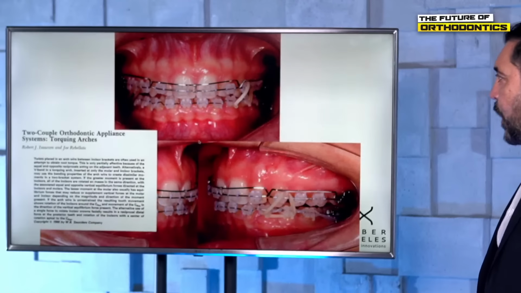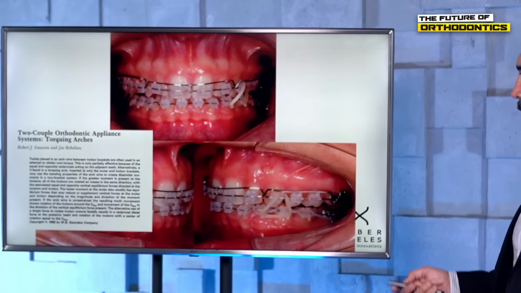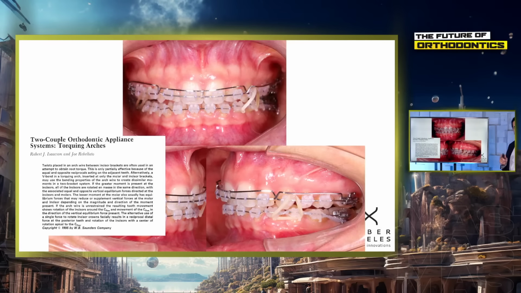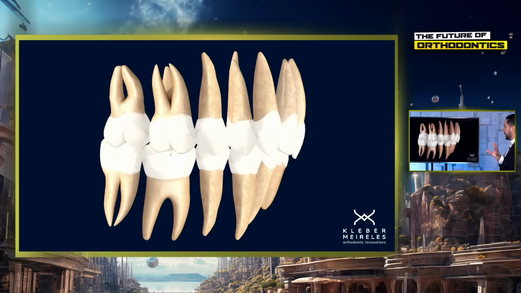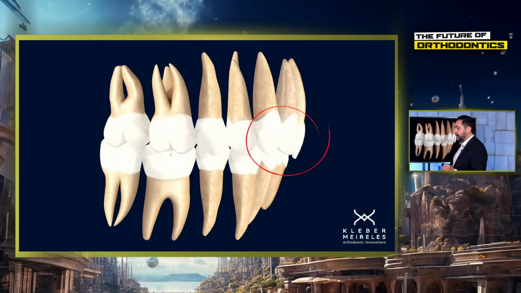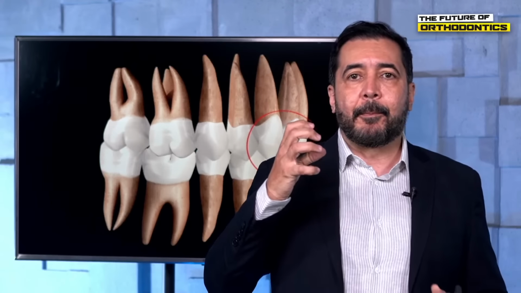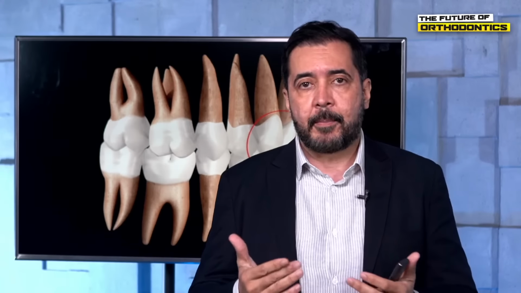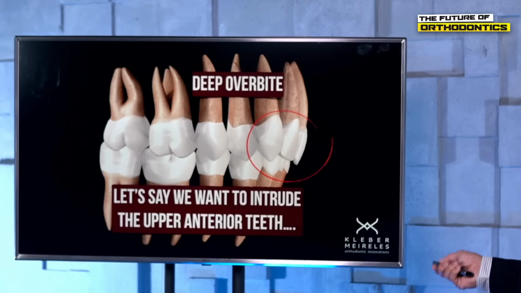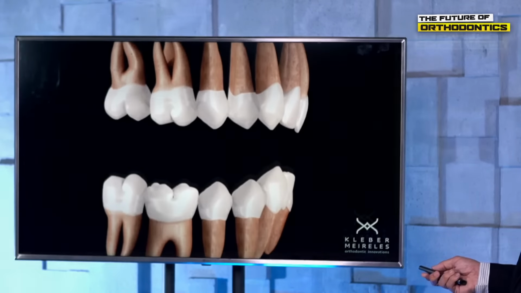Look at this. This is what we call the two-couple system. I'm going to give this case a torquing arch. The torquing arch is this. Look at that. And I'm going to ask you something now so you can understand how important it is to master the tripod, master the biomechanics also. I'm going to ask you now about this. Deep overbite, I want to intrude anterior teeth. Let's say we want to intrude upper anterior teeth, and I want to do that by means of a torquing arch. I have a negative inclination of upper incisors, and I want to do this.